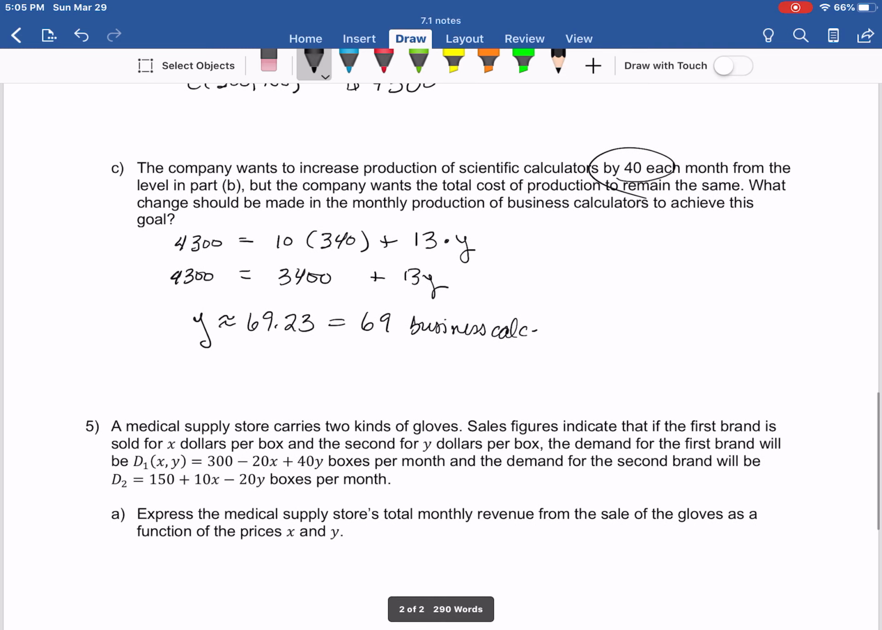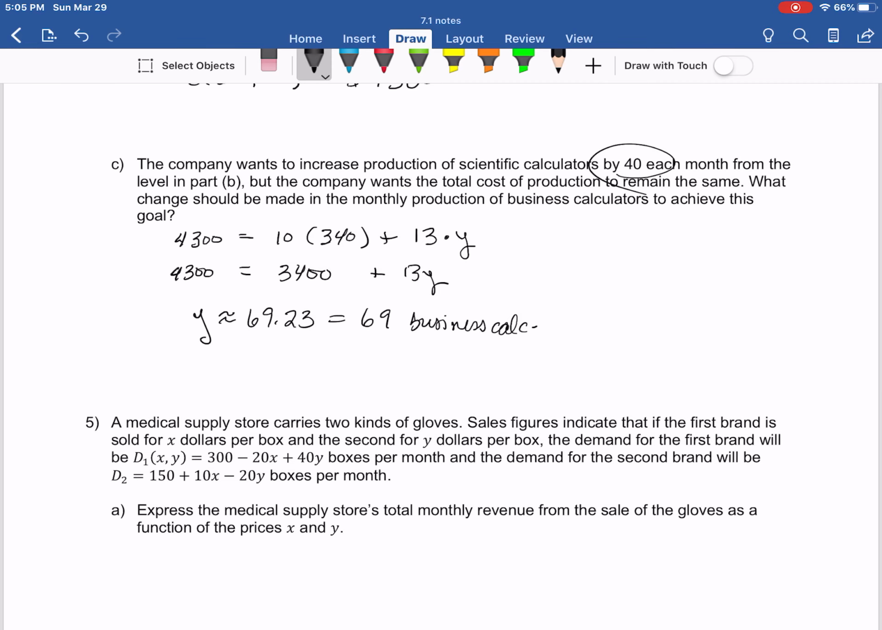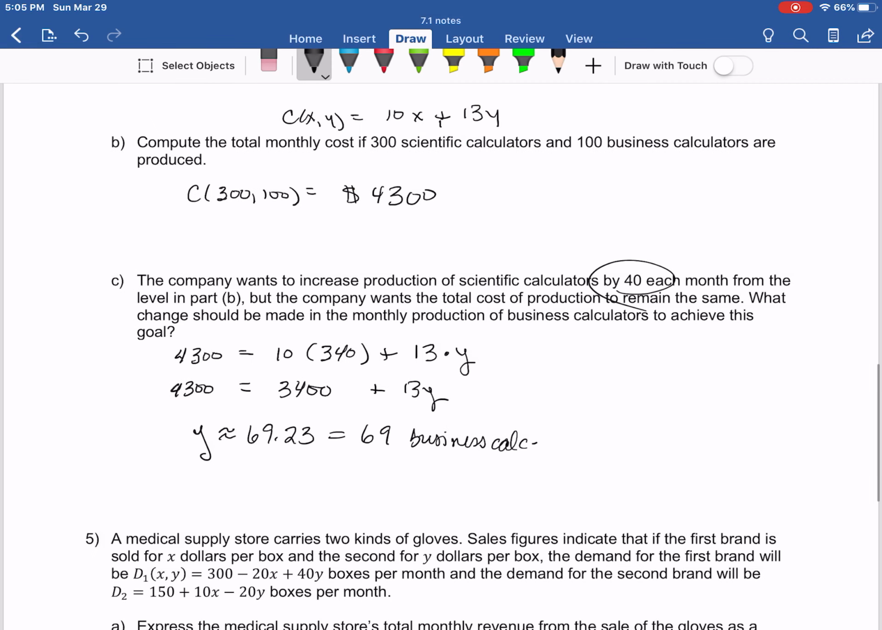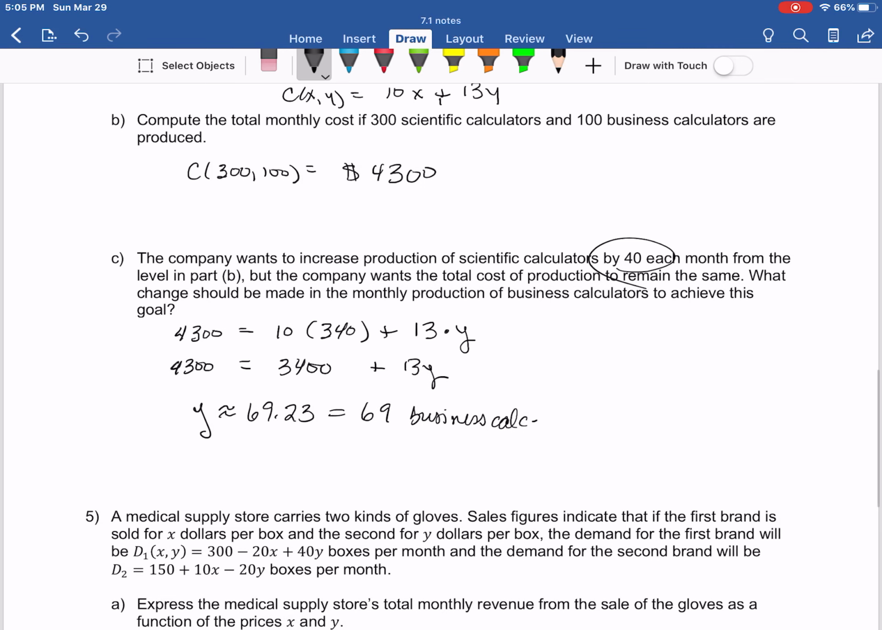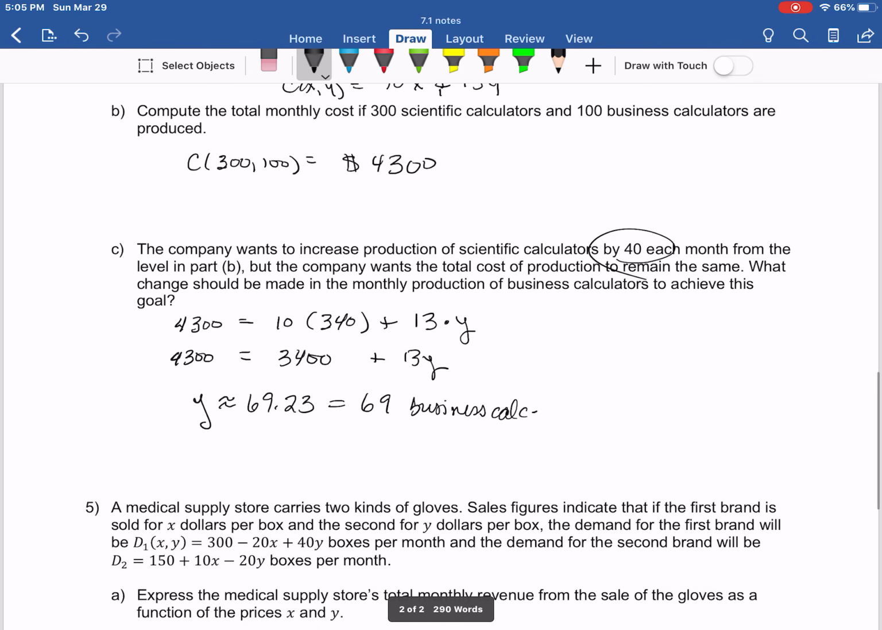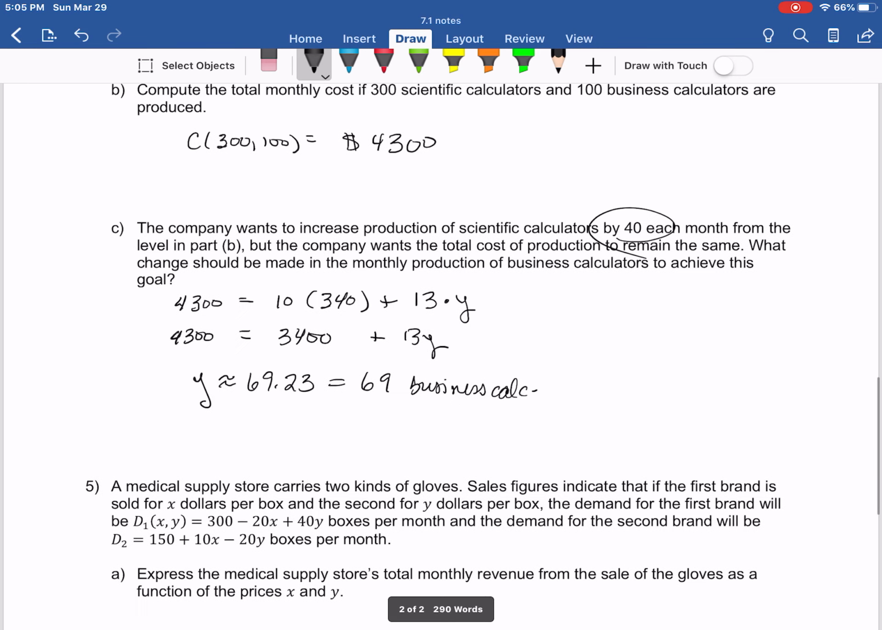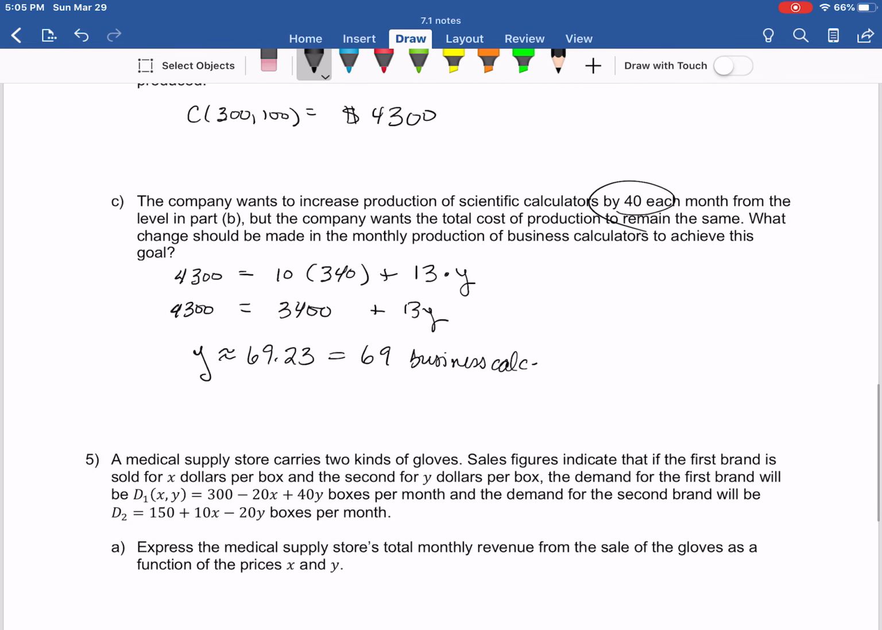All right, so how much does that represent in terms of a reduction? Remember, in Part B, it said you wanted to make 100. This, in Part C, answer says if you want that cost to maintain the same, but you're increasing production of the scientific calculator, you need to produce 69 business calculators per month. From 100 going down to 69, this represents a reduction of 31. So produce 31 fewer business calculators.